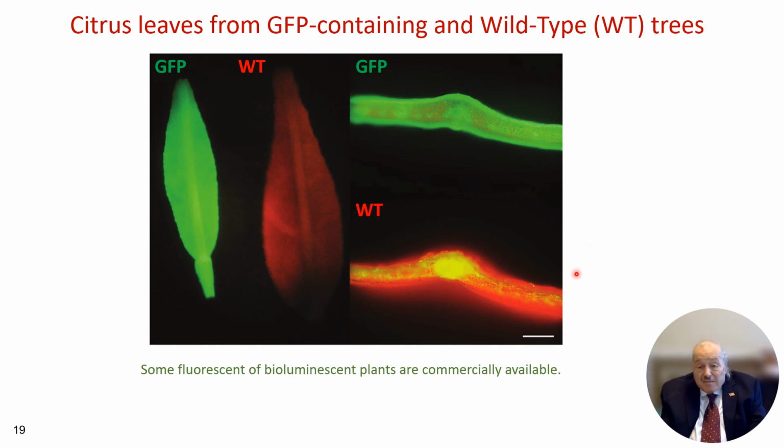And I found this example even more remarkable, making plants fluorescent. These are leaves from a citrus tree, and the modified one is fluorescent, and the wild type is not. And these are simply side sections. And actually, I believe these are commercially available at this time. So you can buy a fluorescent plant, or at least a bioluminescent plant. I think I saw them on Amazon.